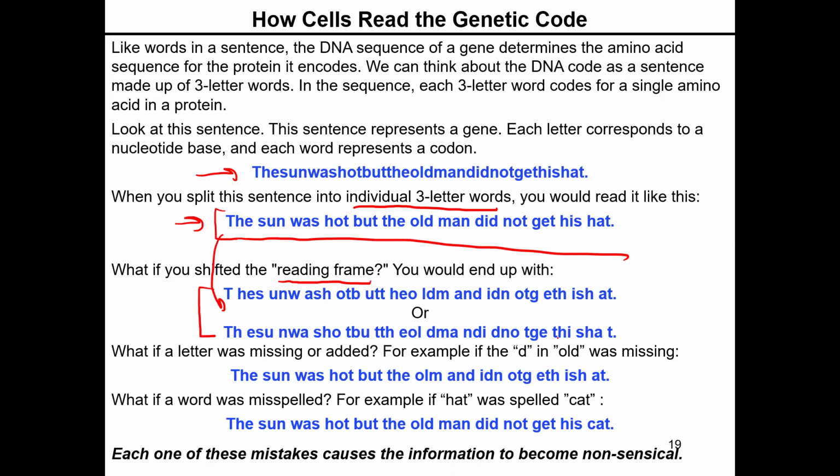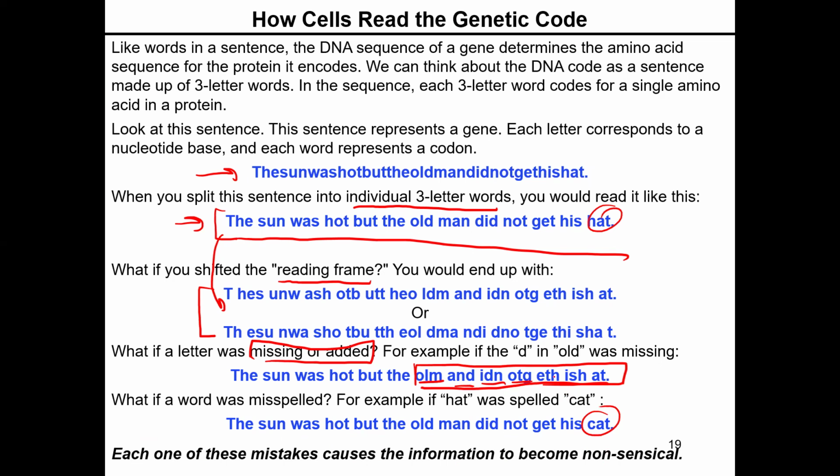And then again, if we add something, for example if we were to add a D for the old, or something is missing or added, you can see that it's going to completely change everything. The sun was hot, but this doesn't make sense, and this doesn't make sense, none of this makes sense now. So when we miss, remove, or add something, it's going to completely change everything. If we shift the way we read it, it becomes illegible. If we add something or remove something, those parts are no longer legible anymore. And if we misspell something, or add something in by accident, it changes the entire frame of the sentence. So: the sun was hot, but the old man did not get his cat. Now instead of talking about a hat, we're talking about a cat, which again completely changes everything.